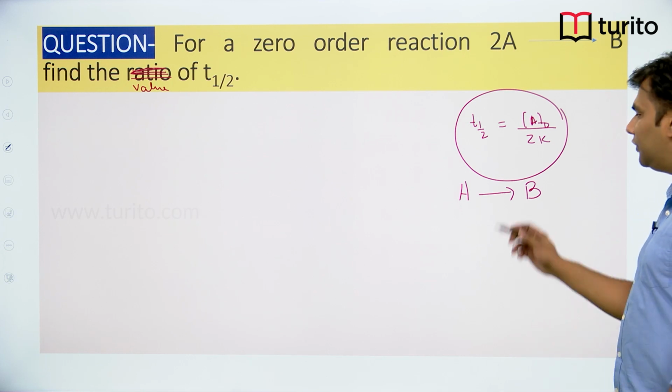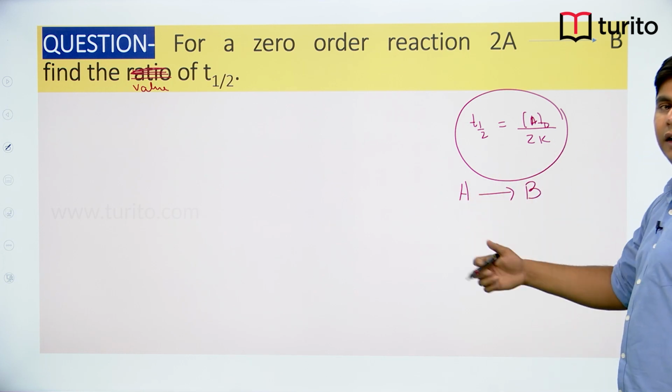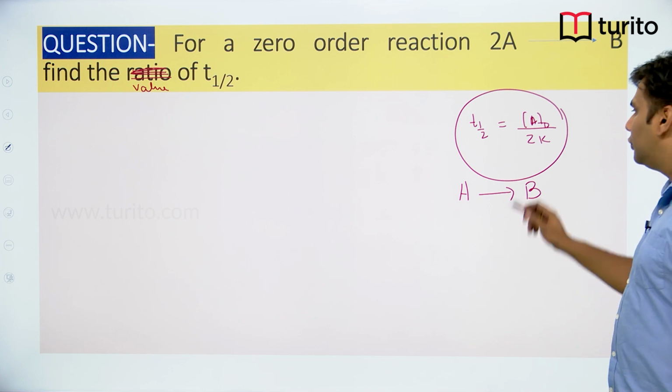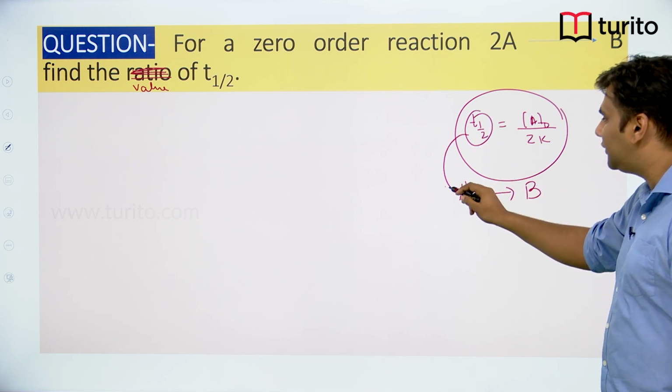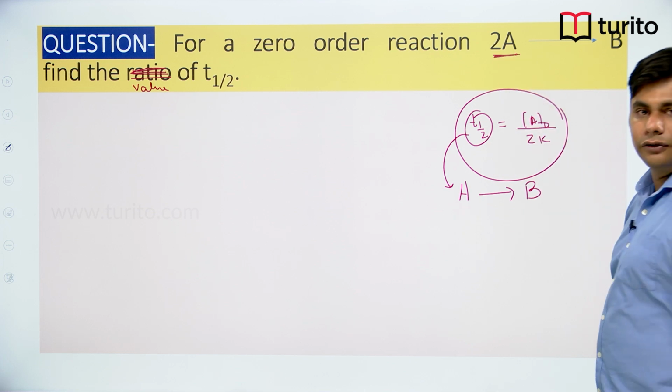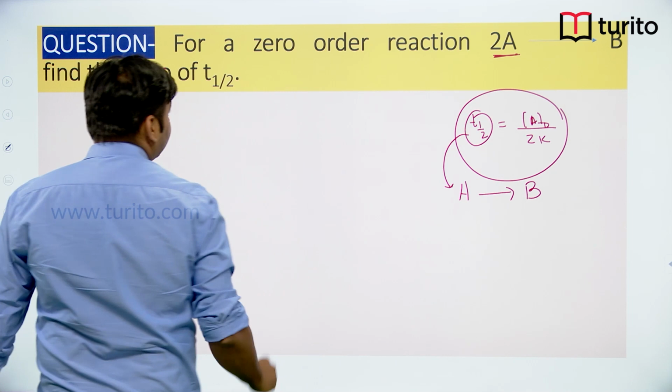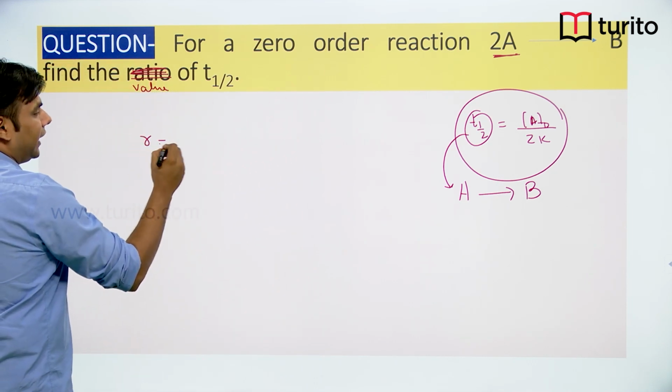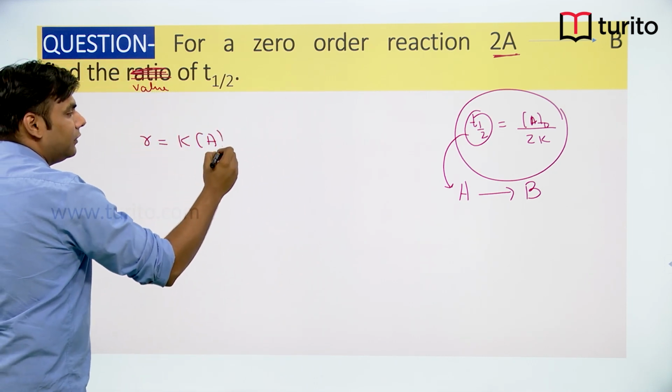Okay. Remember we assume that A is changing into B and rate equals K into A raised to power 0. So the T half corresponding to this zero order reaction, but you can see there is a 2A over here. So we have to derive it again for this. So we'll say that the rate of that reaction is K into A raised to power 0.